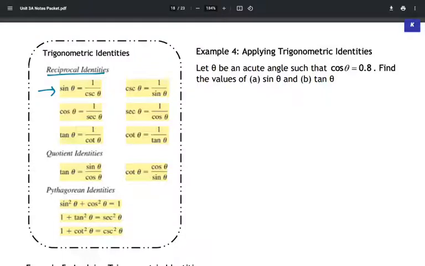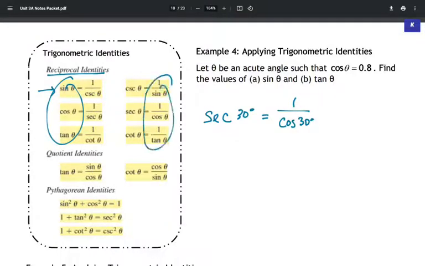So if I were going to ask you for the secant of 30 degrees, you can't really type that in your calculator. And so what you're going to type in your calculator is 1 over cosine of 30 degrees, because that'll be the same exact thing. And then tangent of theta is the same thing as 1 over cotangent, which means cotangent's the same thing as 1 over tangent. You can type these in your calculator, and you'll have to do these in your calculator to get the others.